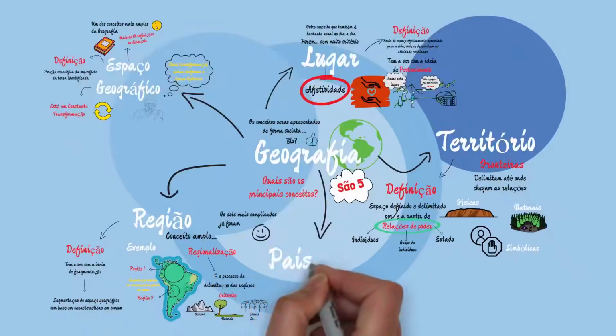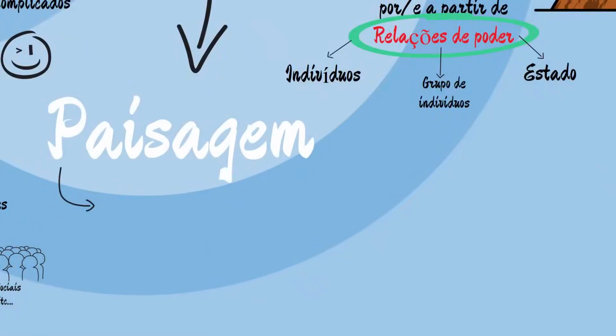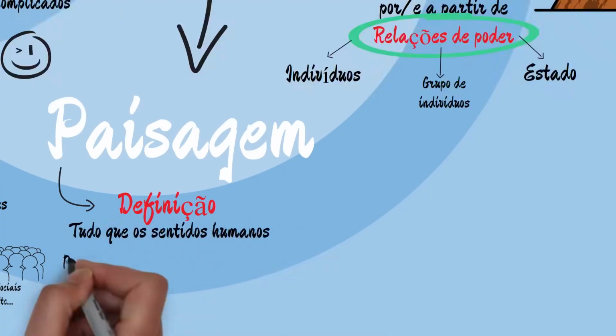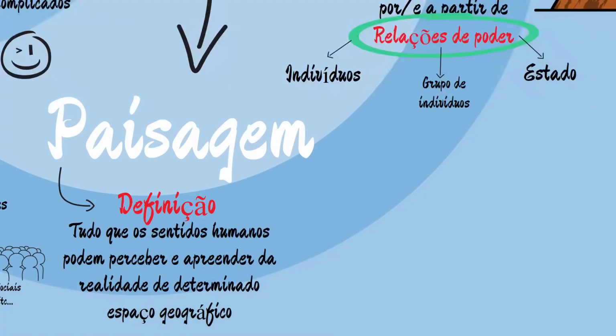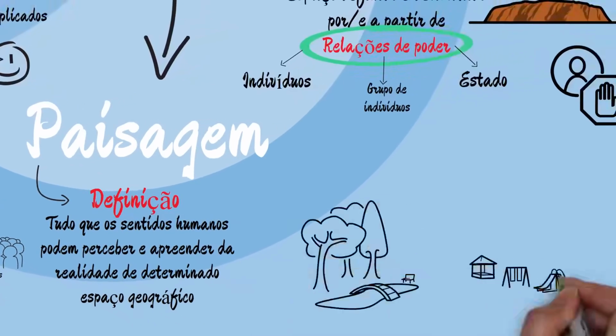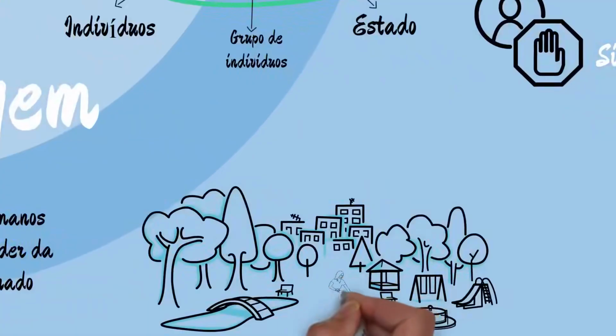Now let's talk about the fifth most important concept in geography, which is the concept of landscape. Well, the landscape is everything that human senses can perceive and grasp in a given geographic space. It's that simple. If you're at home right now in your room, look out the window. That's a landscape. A landscape is made up of two main elements, which are natural elements and human-made elements.